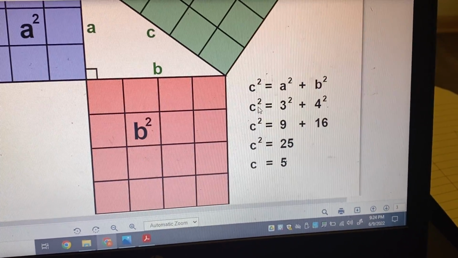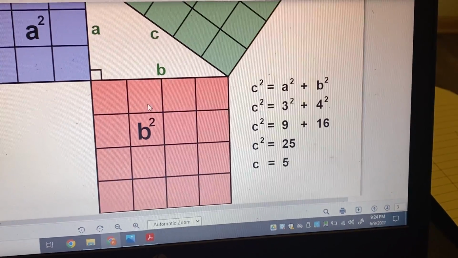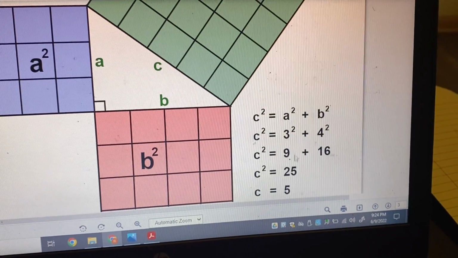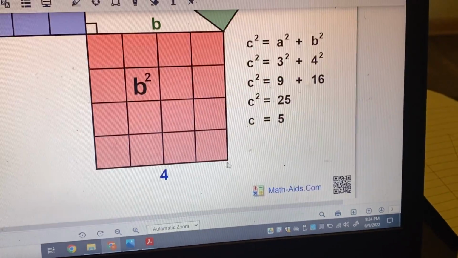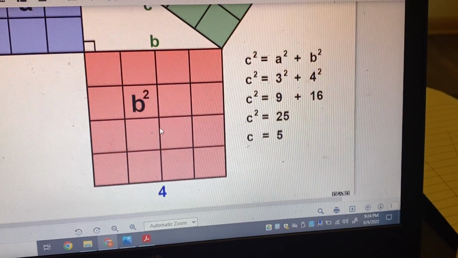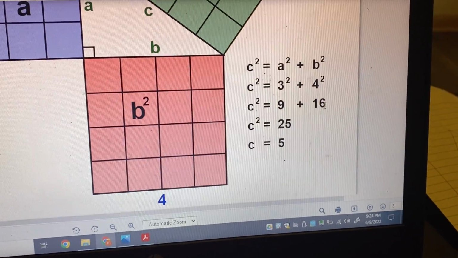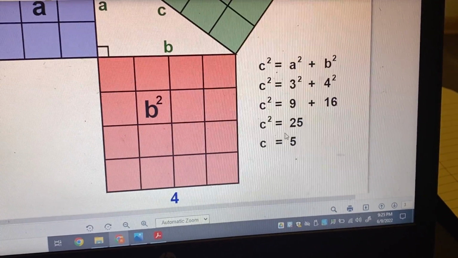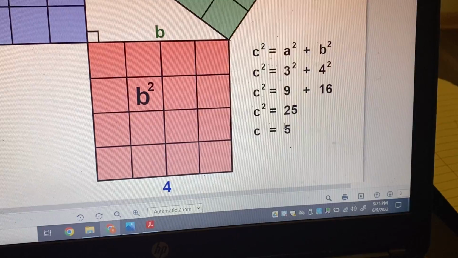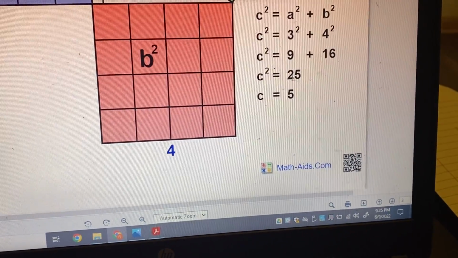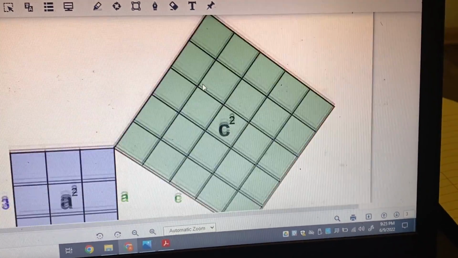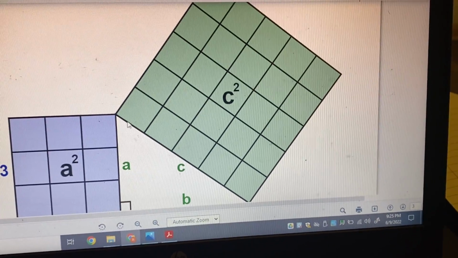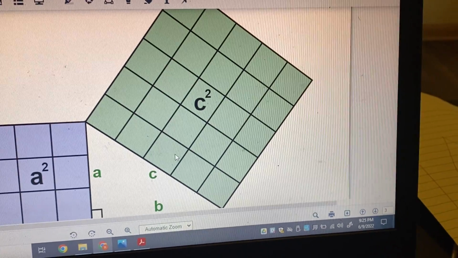So C squared stays the same, but A squared, which will be 3 times 3, will be 9. 4 squared, which will be 4 times 4, is 16. And now you're going to add 9 plus 16, you will get 25. And now you will actually do the square root of 25, which will be 5. So that means that this side right here, or this hypotenuse leg, is actually 5.